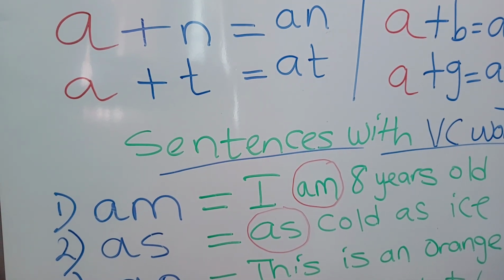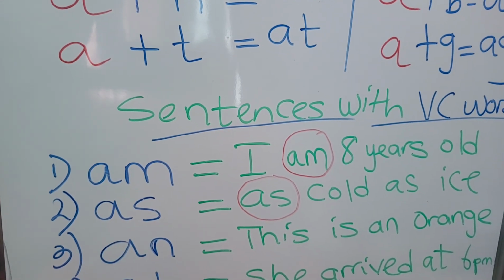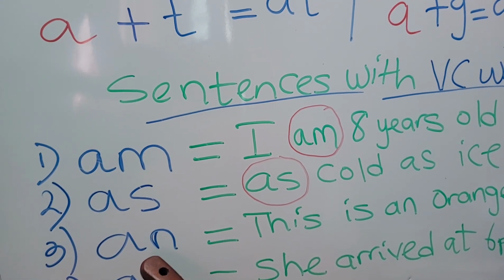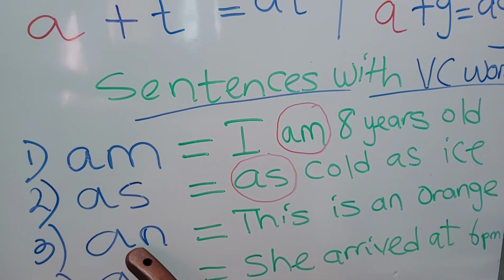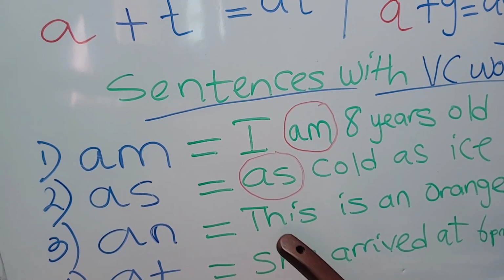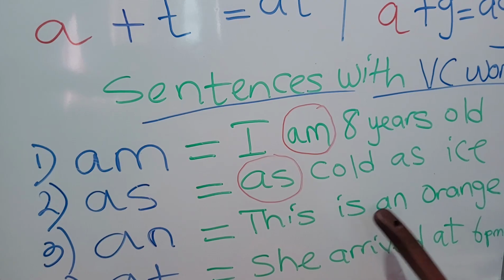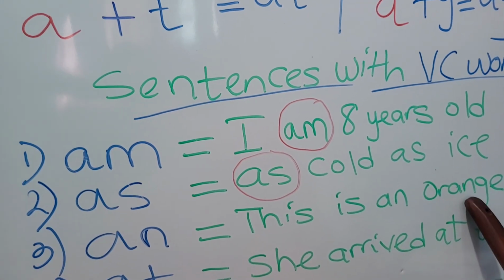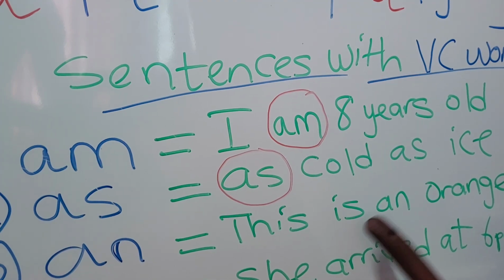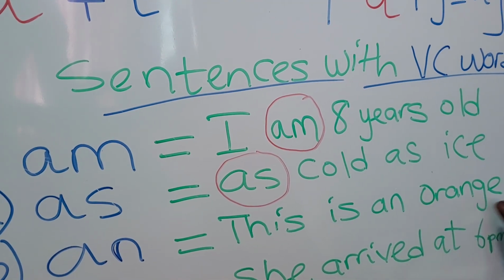The next VC word we have, an. Again, an. And this is an article. So we use the article an to form the next sentence. Let's go. The sentence is, this is an orange. Again, this is an orange.